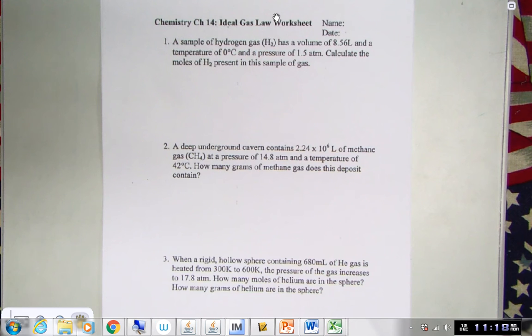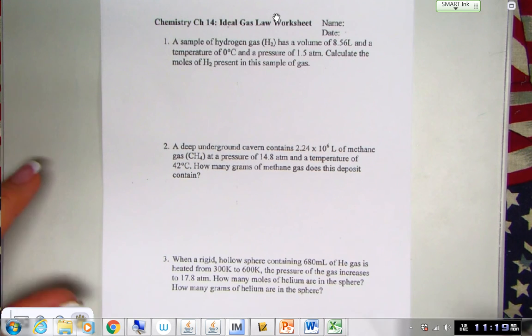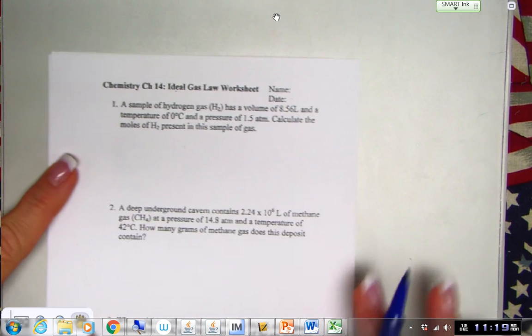This is part 2 of the ideal gas law notes, and in this part we're going to be working through some problems. These are the same problems that are in your note pack. We're going to work through actually 4 of these problems. I will be skipping one of them. Let's take a look at number 1.